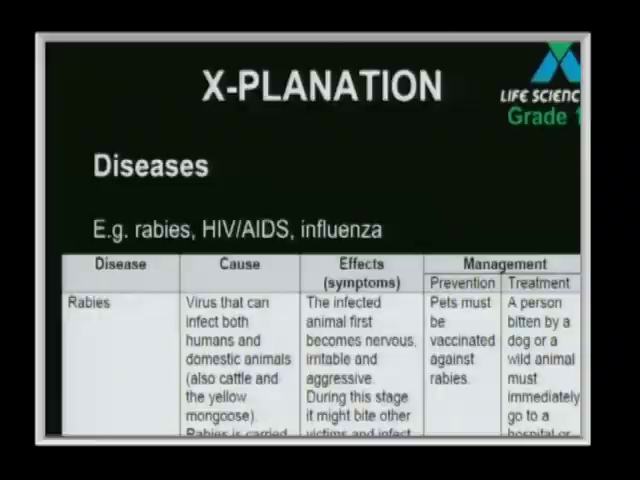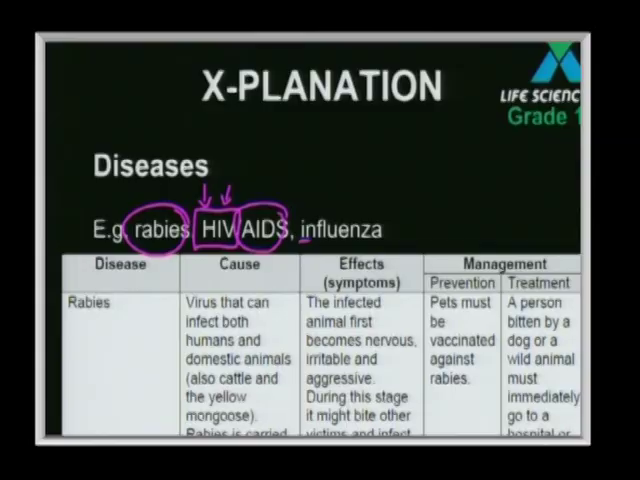Remember that I said earlier that all viruses cause disease in their host. This is why they are called pathogens. Some examples include rabies, HIV, and please remember this is the virus, AIDS is the syndrome caused by the effects that the virus has created once it has worked on your immune system, or influenza, or the common flu.